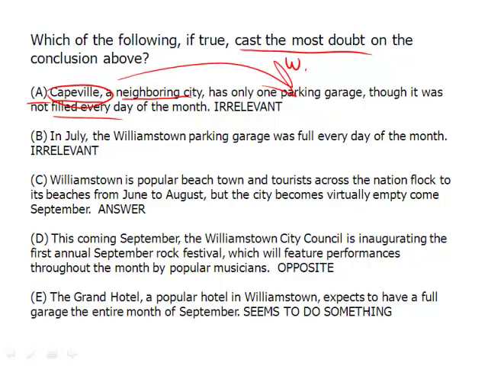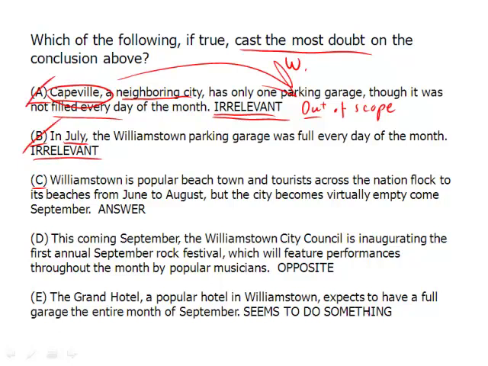Capeville is irrelevant. And so this is one of the most common types of wrong answers. Sometimes I also use the word out of scope, meaning that there is a scope of the argument, things that are relevant, and then there are those things that are irrelevant, which are out of scope. So those are the two terms. But for here, I will use irrelevant. B. In July, the Williamstown parking garage was full every day of the month. Notice this is July. What is that going to tell us about September? Nothing. And so again, irrelevant. So let's get rid of both of those guys.